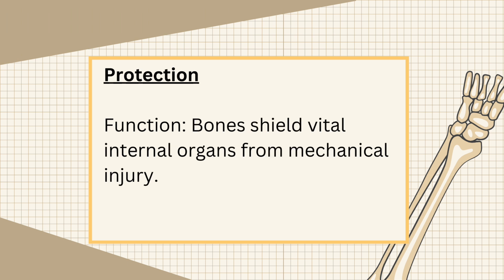The second function is protection. Bones serve as armor for our most important organs. The skull protects the brain, the rib cage shields the heart and lungs, and the vertebrae protect the spinal cord. To relate this in real life, think about when we accidentally bump into something hard, like a wall or a table. Kung mabunggo kita, our rib cage absorbs part of the impact so our heart and lungs aren't easily damaged.